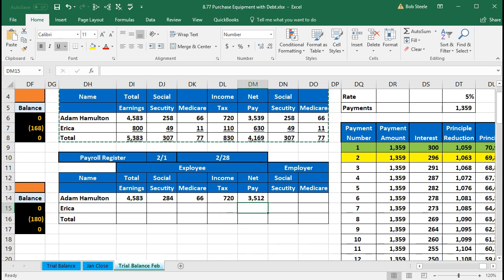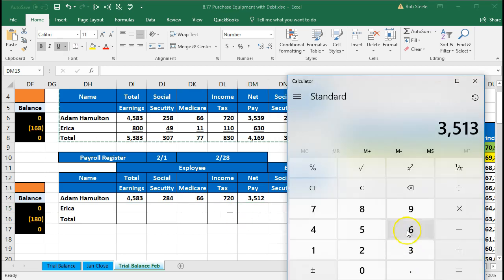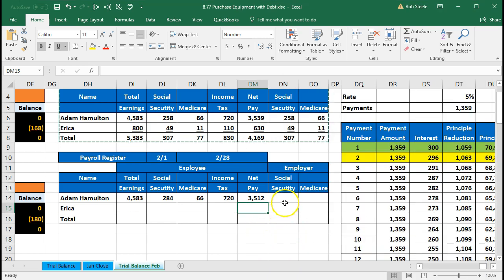Is that what I got before? Let's double check it and see if I did the calculator right. Alright, it's off by rounds. Rounding. That's rounding. It's correct. So there we have that.